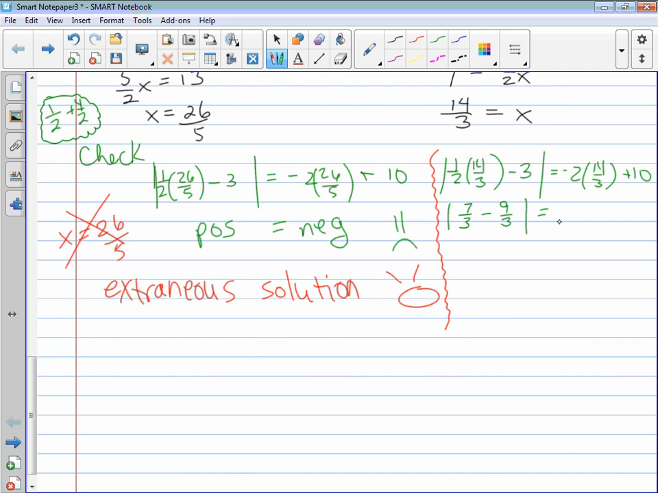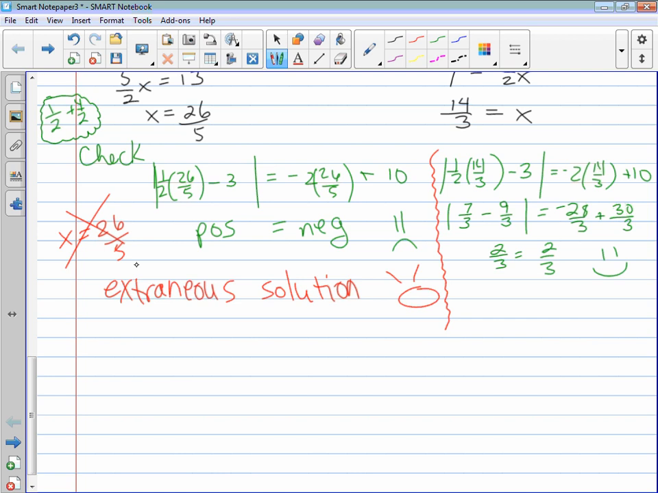Negative 28 over 3. How can I write 10 as somebody over 3? How about 30? Sure. All right, 7/3 minus 9/3 would be negative 2/3, but it's absolute value, so it turns into 2/3. What's negative 28 plus 30? 2, right? So then, since it's thirds, hey, holla back. We got one of them to work.